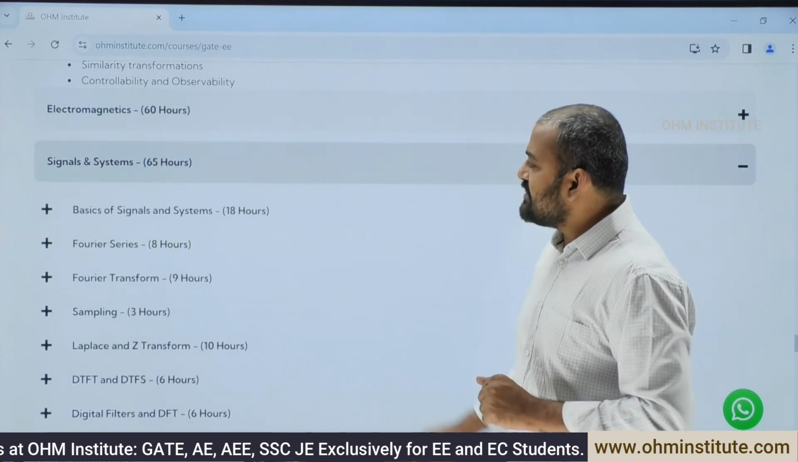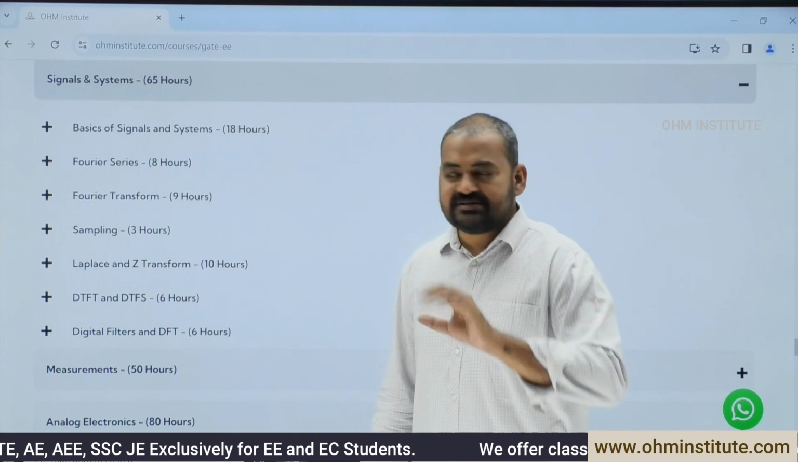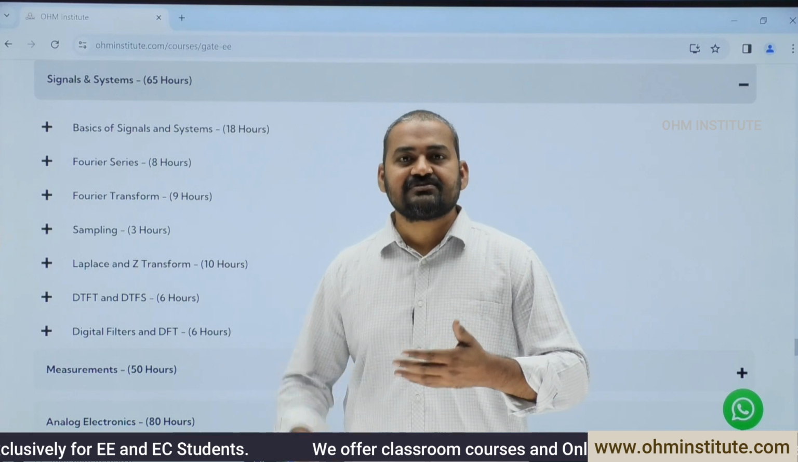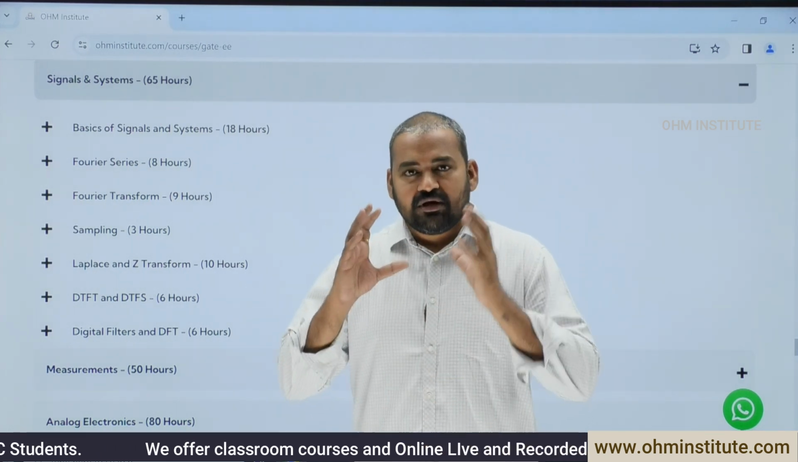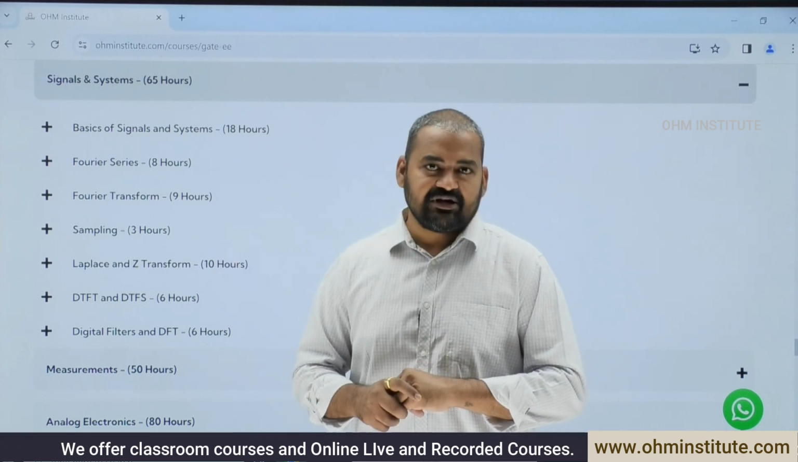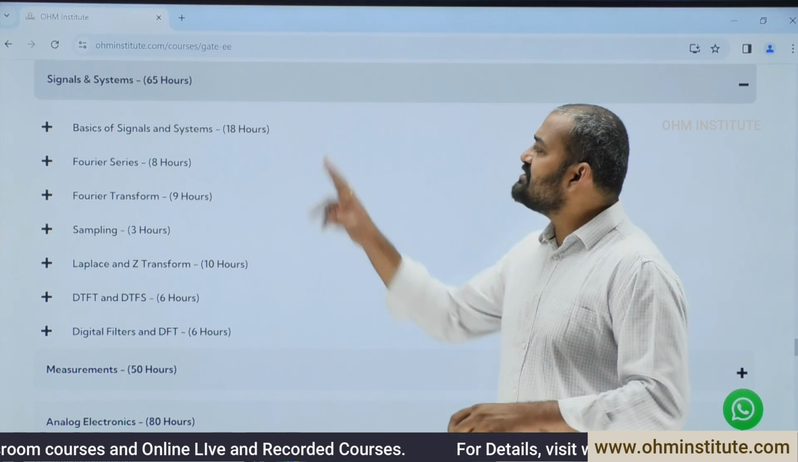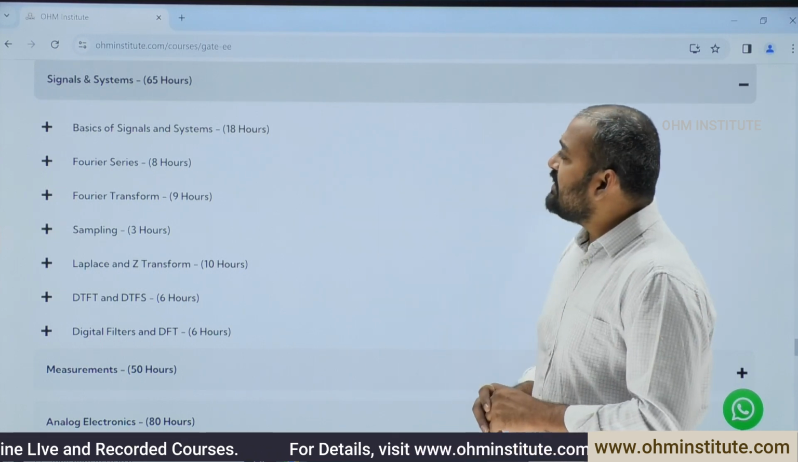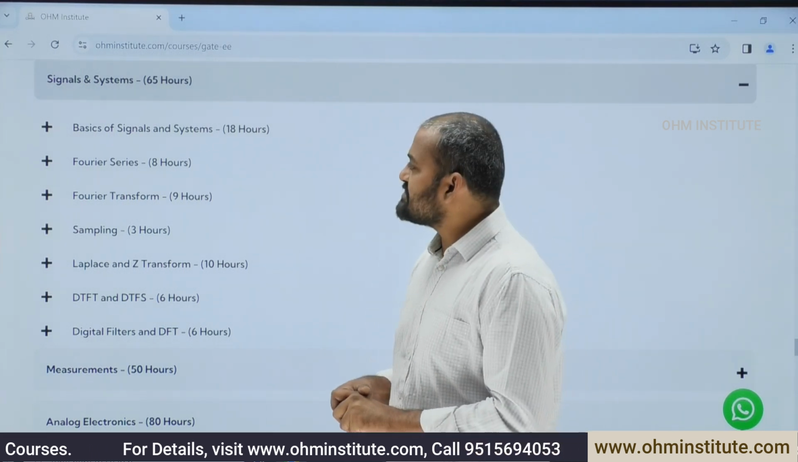And then another important subject, signals and systems. This is also common to electrical and ECE papers. Nowadays in electrical engineering paper especially, signals and systems weightage is increasing, okay. So all the students have to give more preference for this particular subject. You need more practice as well, okay. So Muhammad Ijaz sir will teach this subject at our institute. Sir will take around 65 hours to complete this particular subject, signals and systems.